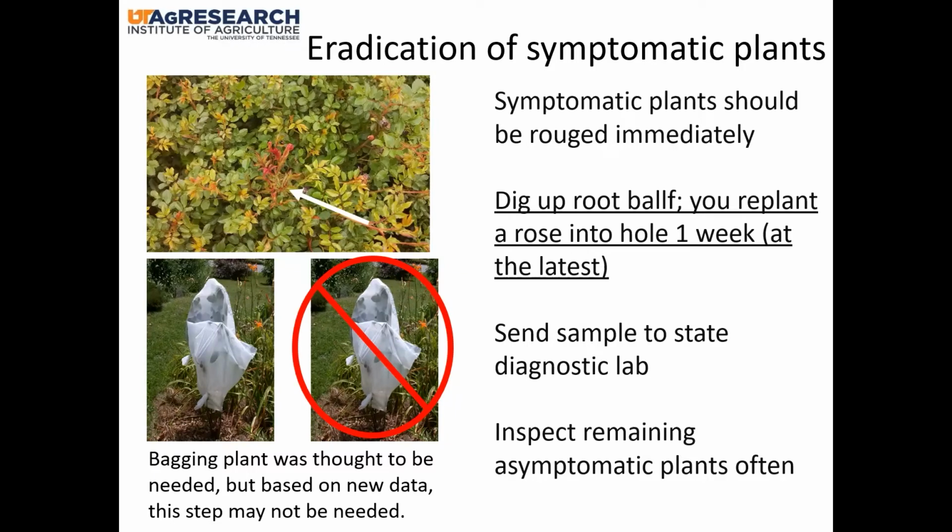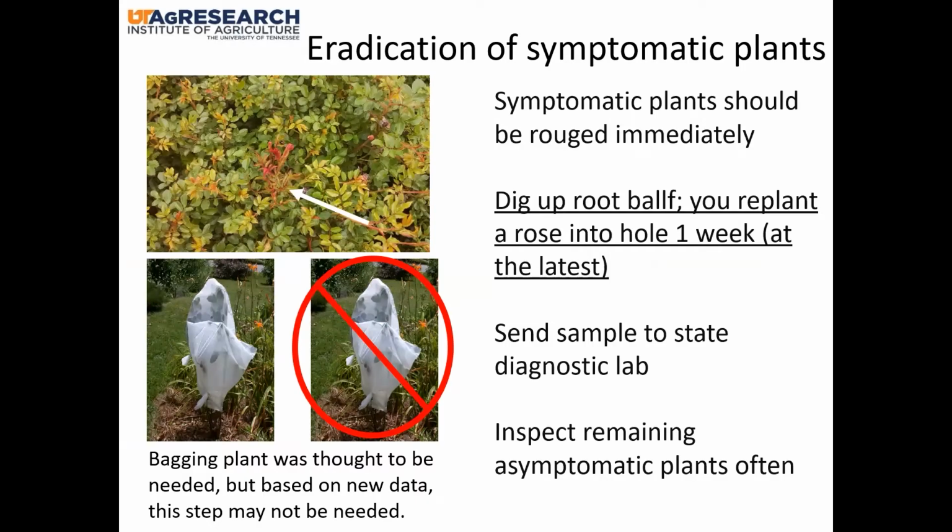We already know that symptomatic plants should be rogued immediately. So you're going to dig the root ball up. You dig the root ball up and you replant the rose in that hole 1 week later. Okay, so you can go right back in. Why 1 week? Mites can survive off a host up to 5 days. Now, they're not going to hop from the soil back up there, but it's theoretically possible that one might blow off a dirt clod back onto the rose. But in 5 days, they're dead because they can't use a dirt clod for food. So they're gone by 5 days. So you can go right back in the same hole.